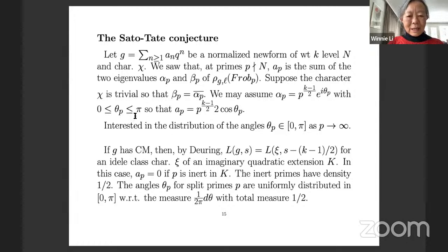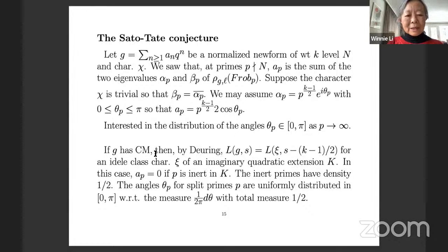So if this form has CM, then... I should have added here that I assume the weight is at least 2. The argument below applies to weight at least 2. I should have said it from the very beginning.